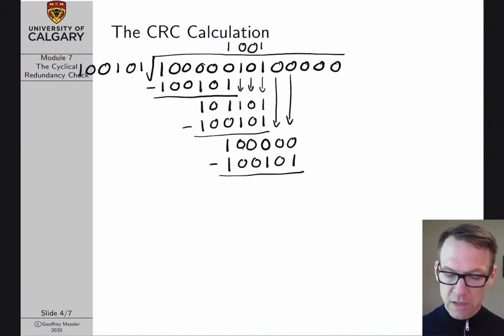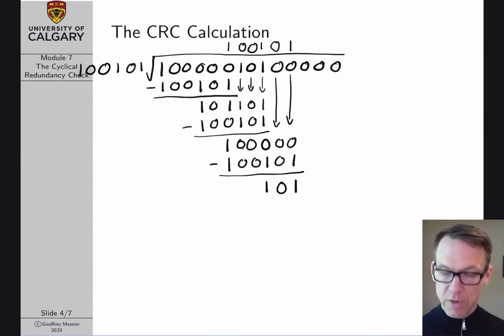I'm going to subtract. Going to record the position of our divisor because we skipped ahead by 2 bit positions. We had to pull down 2 bits. I'm going to fill in the gap with a 0. Now we're going to do our exclusive OR subtraction. 1, 0, 1. Now we have 3 bits. So I'm going to pull down 3 more bits.